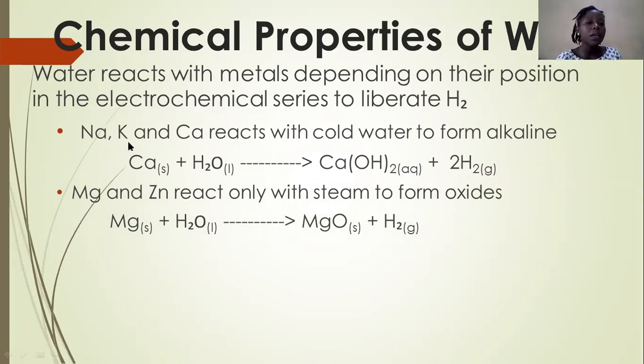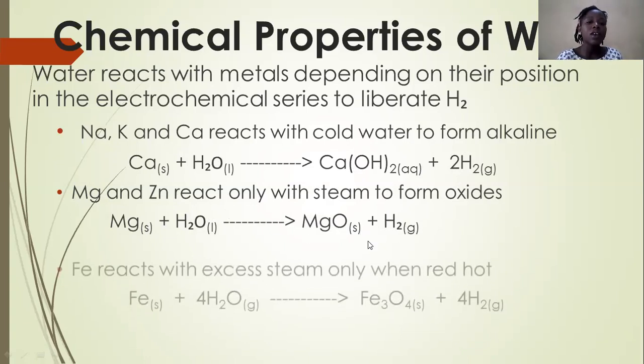Now, sodium, potassium, and calcium are more electropositive than magnesium and zinc. They are at the top of the electrochemical series, so they can react with cold water to give alkali and hydrogen gas. But magnesium and zinc, which come after these other three elements, will react with steam. Steam is the gaseous form of water, to give the oxide. That means to give magnesium oxide and zinc oxide, and then give off hydrogen gas as well.